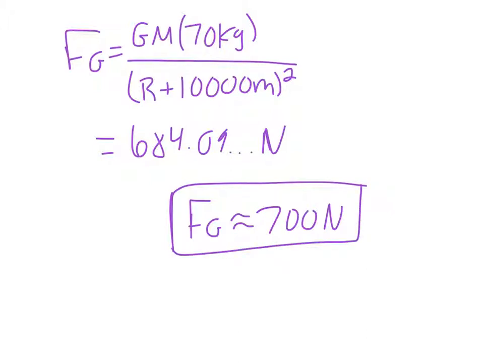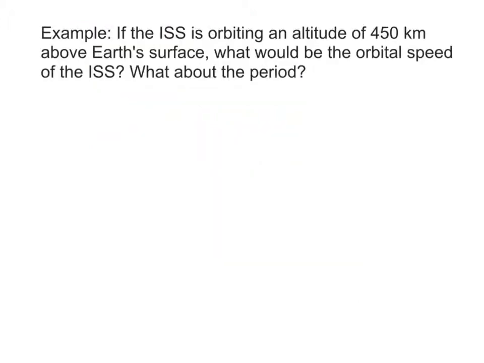And the trick here again was this radius. So making sure that your distance was between center to center. So for the center of the Earth, you have to account for the radius of the Earth itself. Let's do one more example.